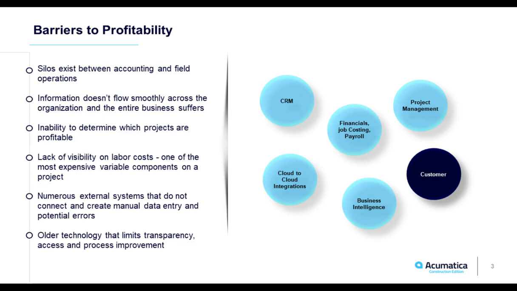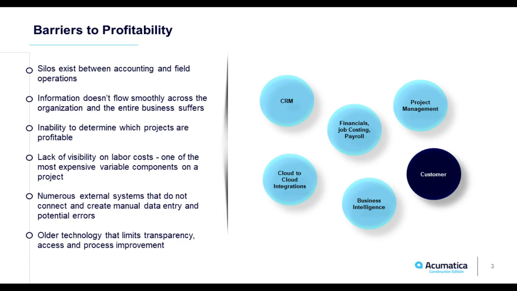So those existing silos between accounting and field operations make a big difference on how that data gets updated in real time. And those silos cause information to not flow smoothly, right? Across your organization, an entire business is suffering because that data is not in real time, it's not updated, and it's in perhaps 5 or 6 different products. Trying to get that information out can be a difficult and arduous task.